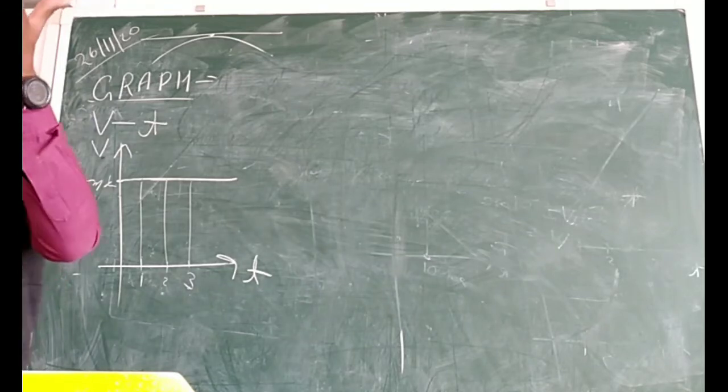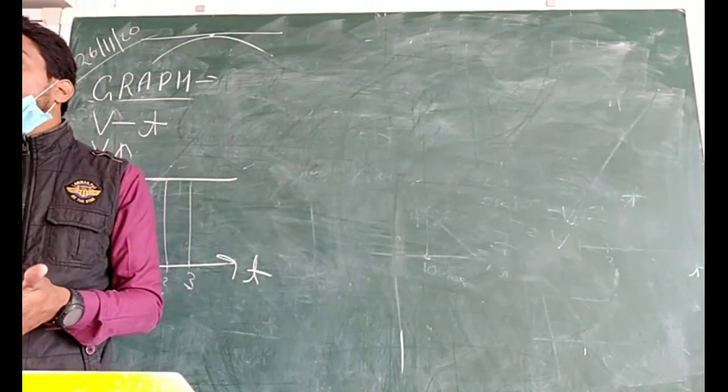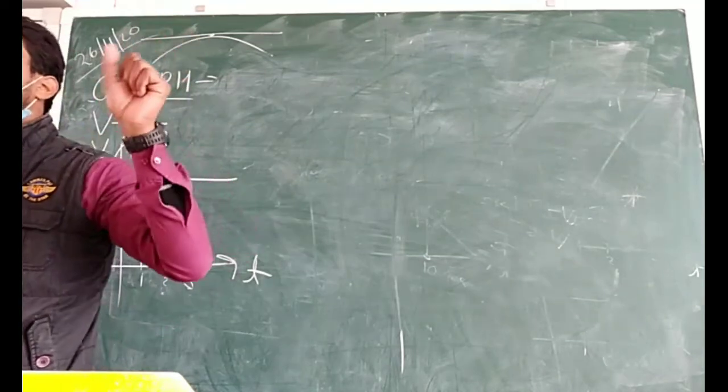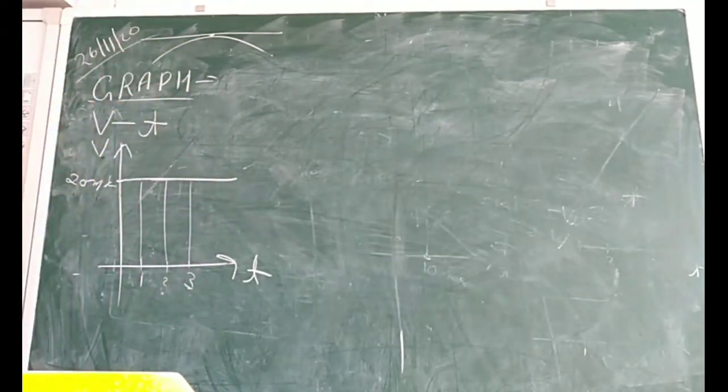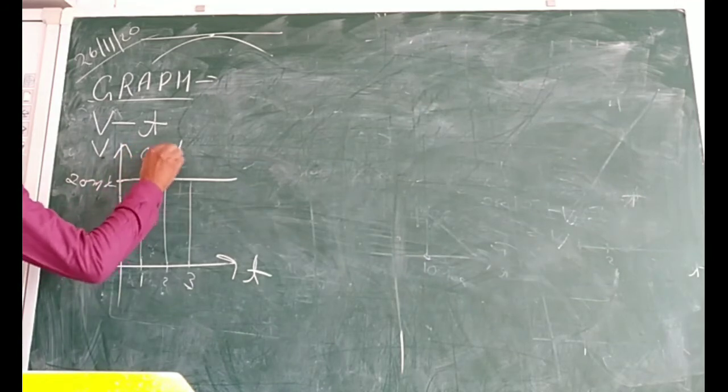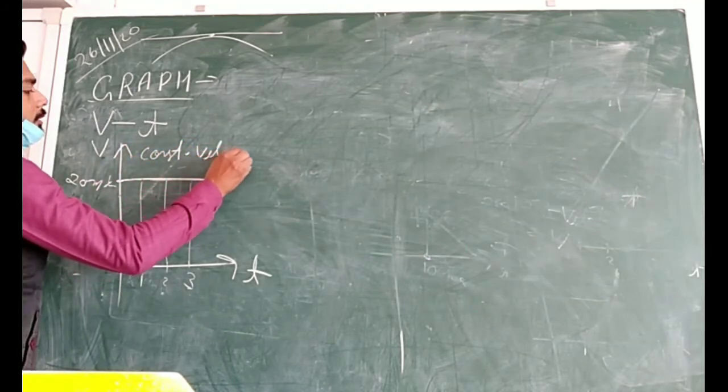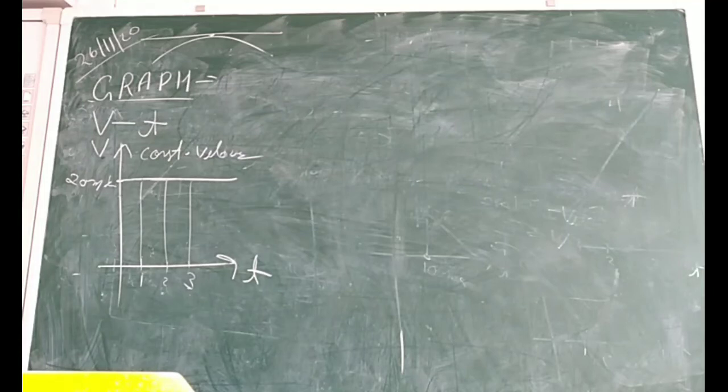Suppose your speedometer is pointing at 40. When you are riding a bike, and your speedometer is pointing at 40, it means that the velocity of that body is neither increasing nor decreasing. Body is going with the constant velocity. Then you will say here constant velocity. Is it clear?